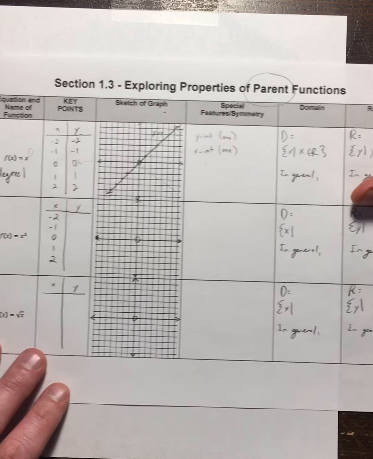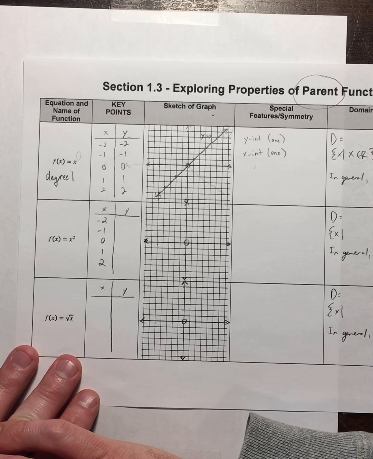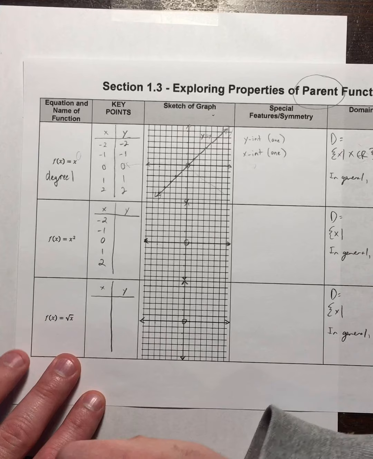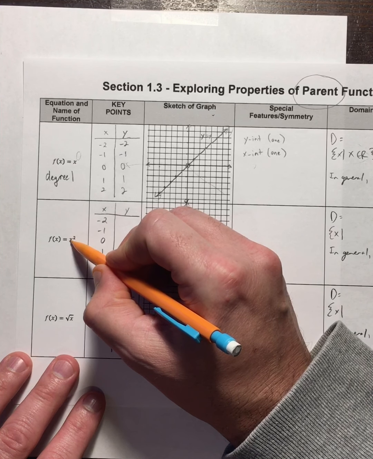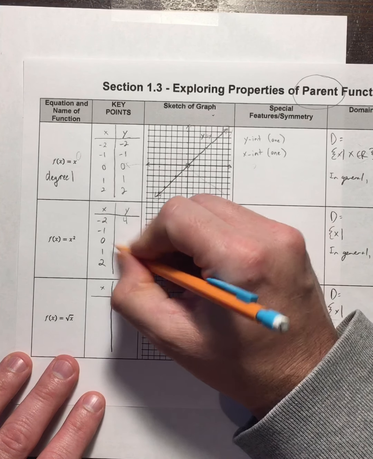But right now we're looking at the parent functions. Another one that we know really well is y equals f(x), where f(x) is equal to x squared. In this case, I plug in a -2 to x squared. Using brackets, (-2) squared is going to give me a +4.